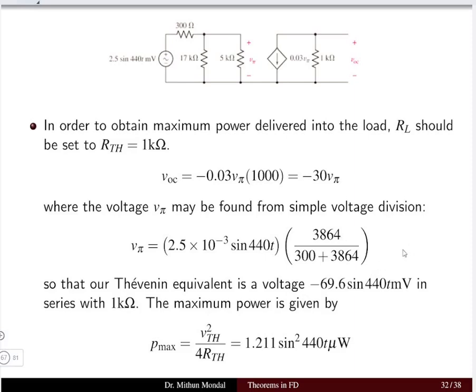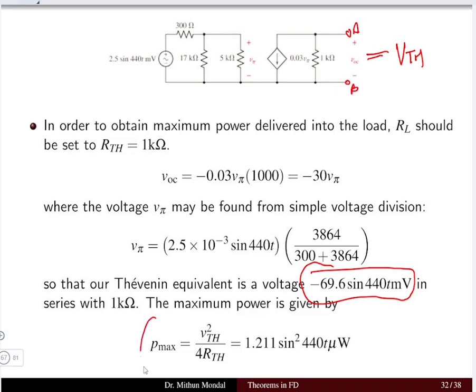Now once we get the Thevenin resistance, we have to get the Thevenin's voltage, which is basically the open circuit voltage at terminal AB. So we can apply the Thevenin's theorem here, which we have studied just now, to understand what the Thevenin's voltage is. So the Thevenin's voltage that we are getting is basically minus 69.6 sine of 440t millivolt. This is the Thevenin's voltage we are getting at the terminal AB, which is the open circuit voltage.